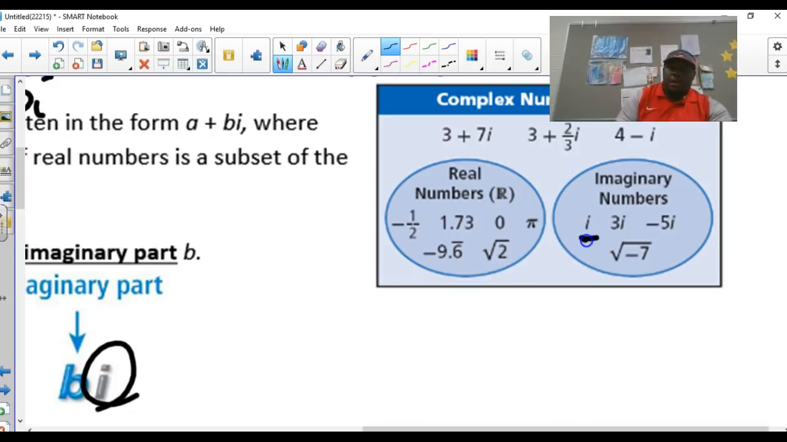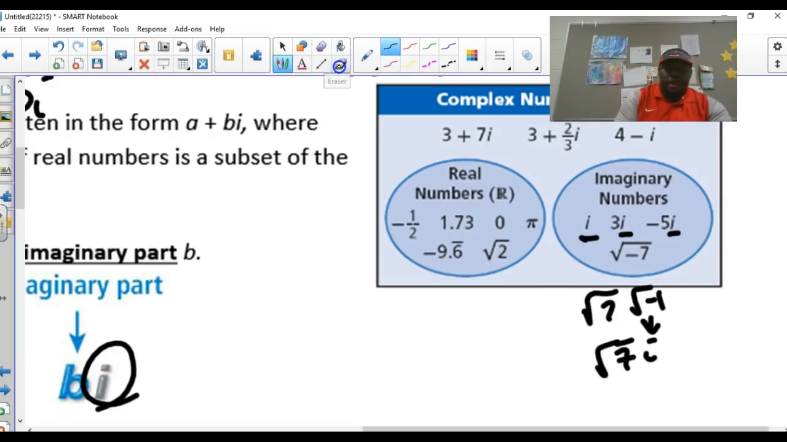The imaginary numbers all have i in common. i is actually right here as well. You don't see it written out, but if we factor out the -1, you get the square root of 7 times the square root of -1, which is really the square root of 7i. The i is right there, so that is an imaginary number as well.